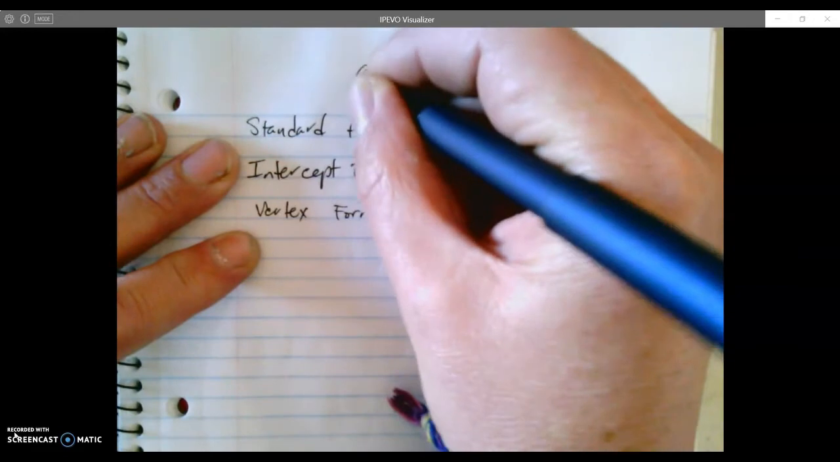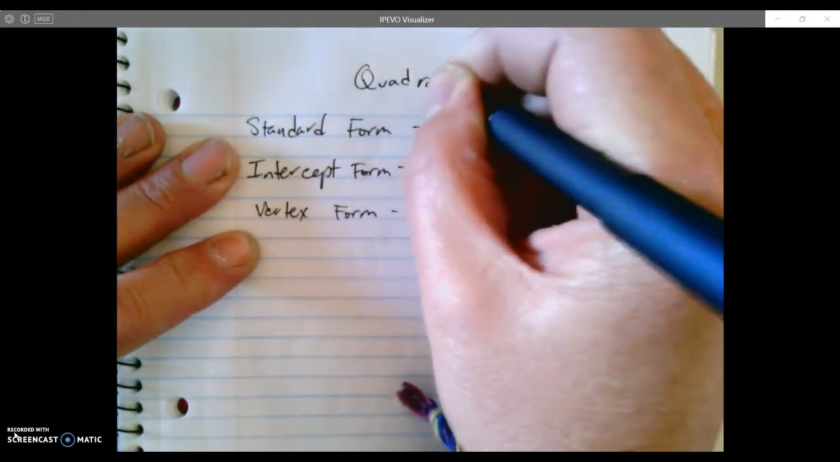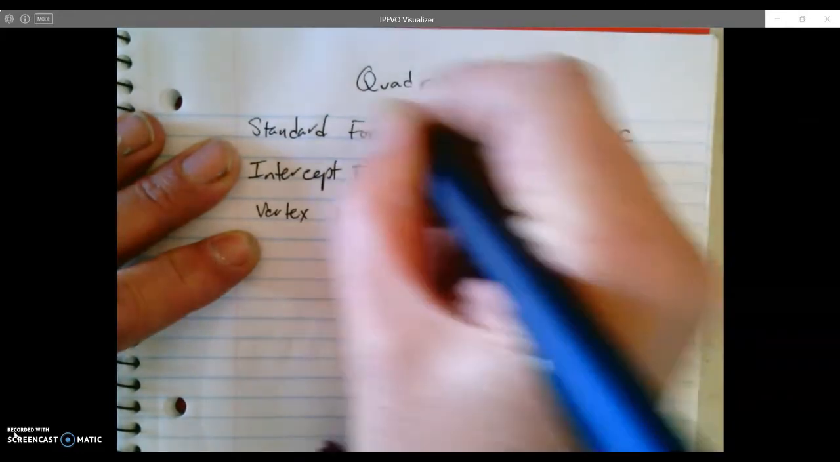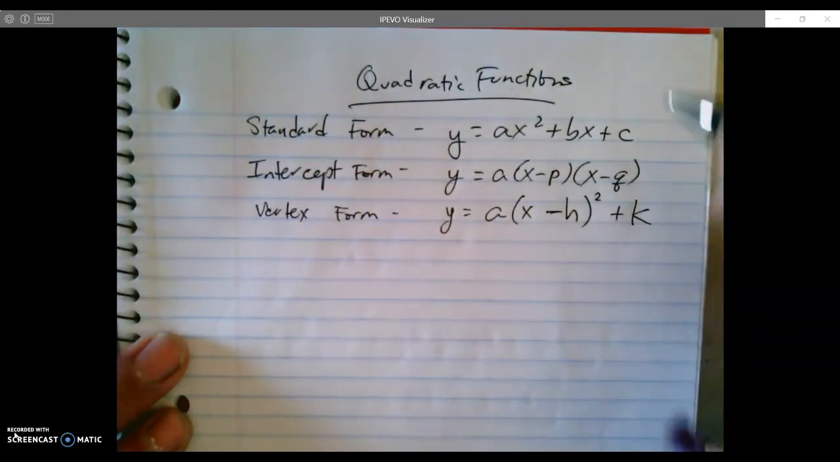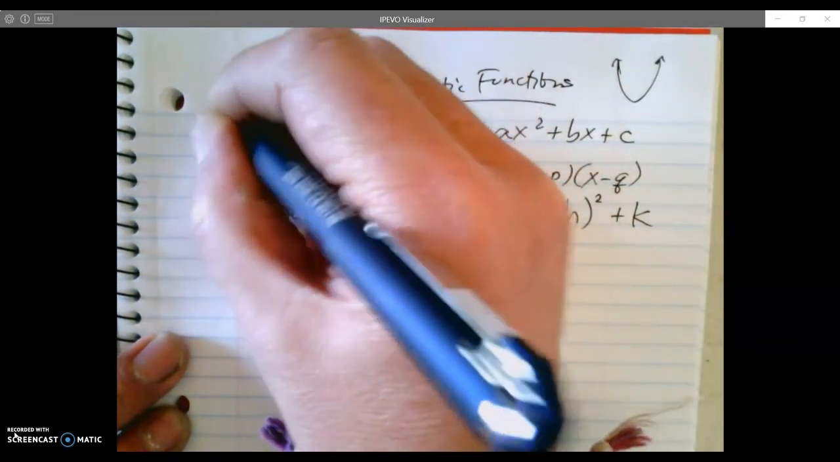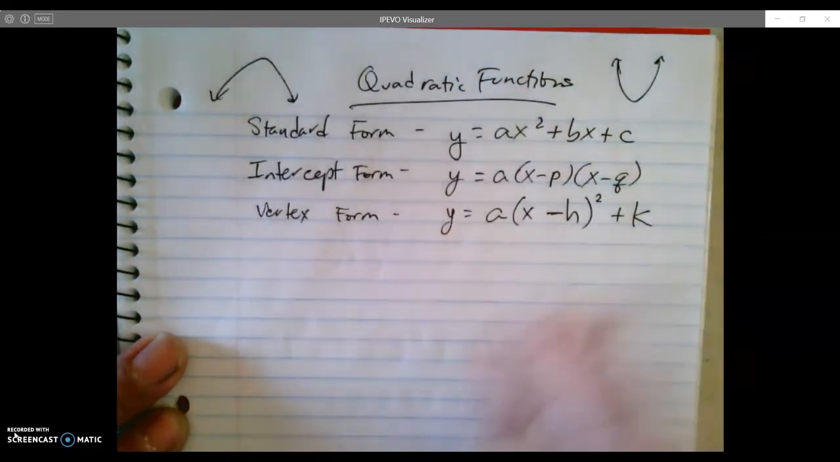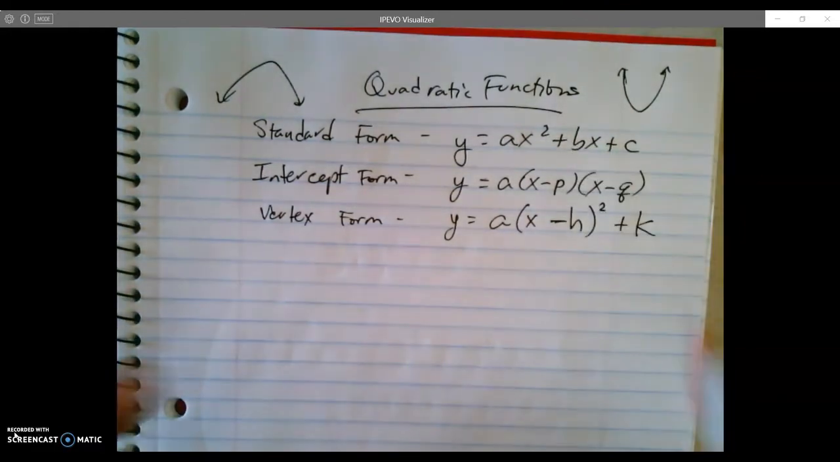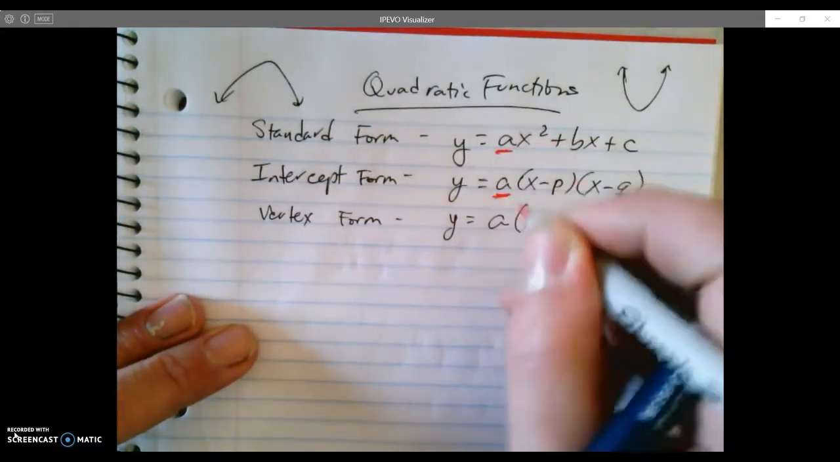The shape is a parabola. So we call this a quadratic function, and the shape is a parabola. So these are all quadratic functions. The shape for all of them would be a parabola, either up or down, wide or skinny. So they're all going to be a parabola. What they also have in common is they all have the front letter A.